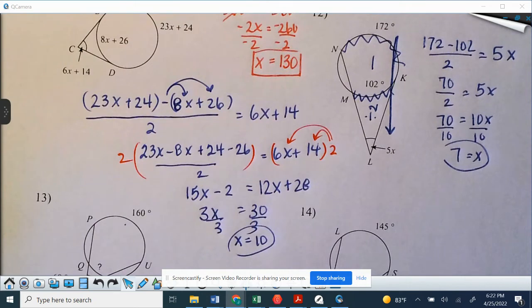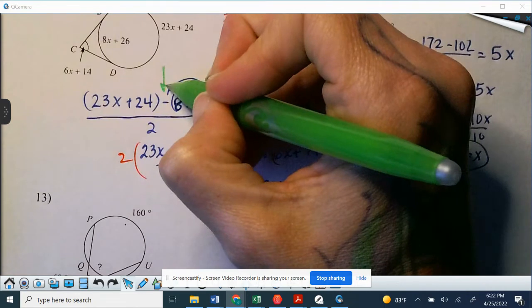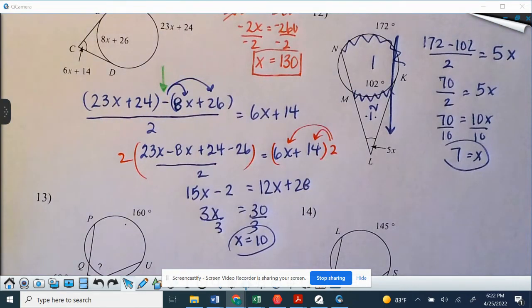Probably the biggest mistake most people are going to make is forgetting to distribute that minus, if you even get that far. But again, don't panic when you have binomials. You just plug them in exactly like you would as if they were numbers.